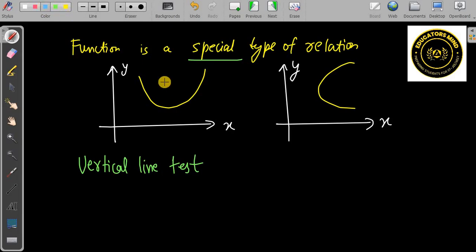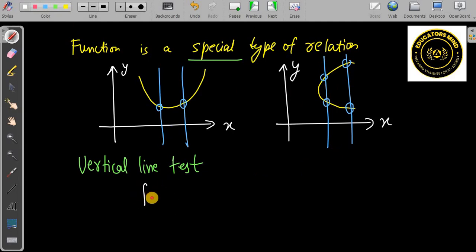If you draw a vertical line, I can draw anywhere. Let's say I have drawn here. You can see it is cutting the graph only at one point. I can draw here, anywhere I can draw, it is cutting only at one point. But when you draw here, the vertical line is cutting 2 points, or it may cut more than 2 points. So this right hand side is not a function. The left side is a function, and this is not a function.